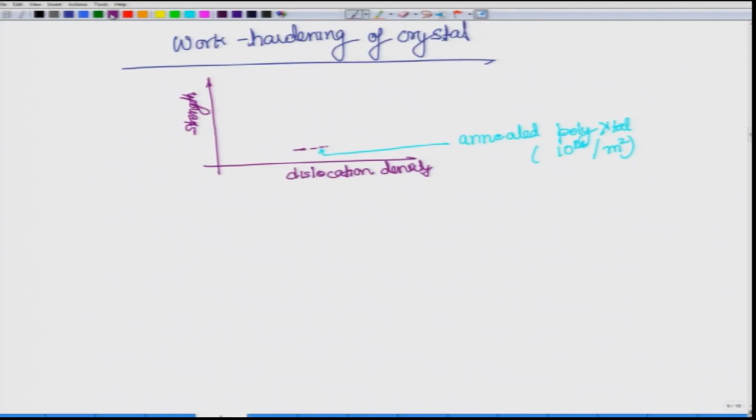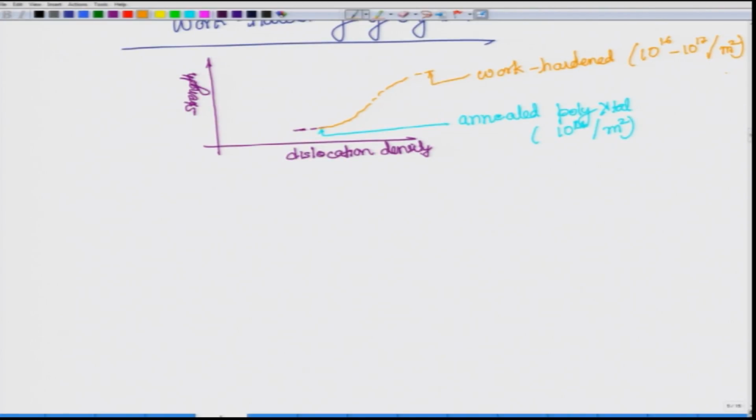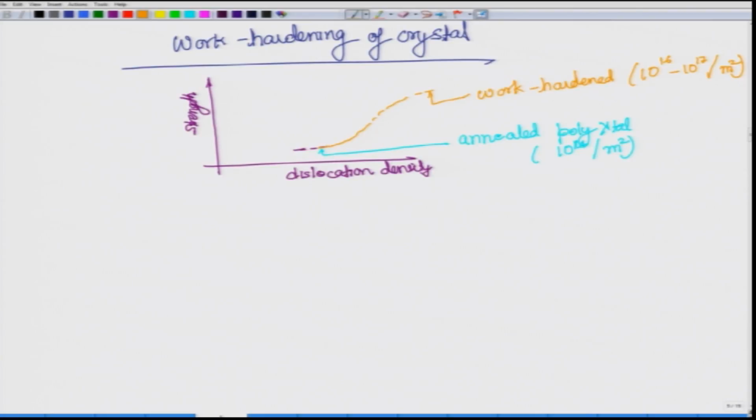Now, what is the anomaly over here? The anomaly is that if you keep increasing the dislocation density, then it is observed that the strength increases. For example, if you do rolling, if you do forging, if you do severe plastic deformation, in all these cases dislocation density is increasing, and simultaneous to that, the strength of the material increases. So, this is your work hardened material. As the name suggests, it is hardened, meaning it has higher hardness, higher strength. And over here you will have dislocation density of something like 10 to the power 16 to 10 to the power 17, depending on how much deformation has been given. So, this is what we mean when we say work hardening of crystal.